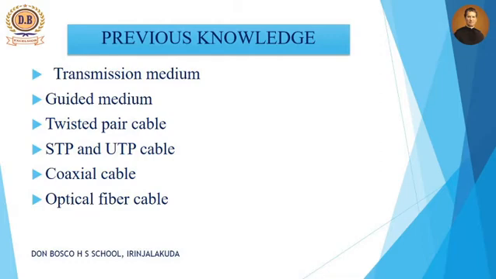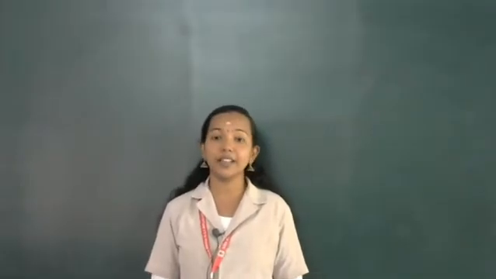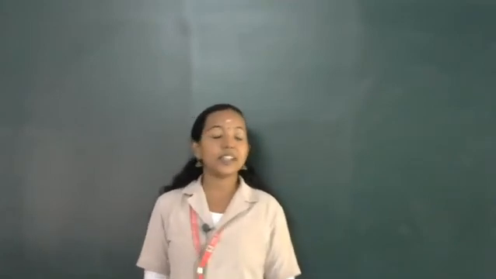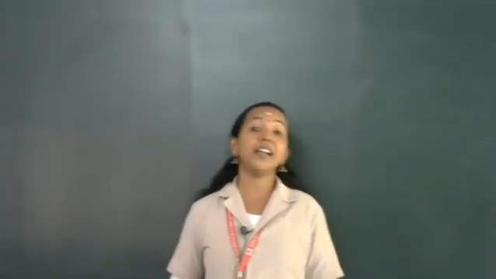Then after that, coaxial cable. Coaxial cable is an important cable but it's expensive. It is more expensive than twisted pair cable. And the last cable was optical fiber cable. Optical fiber cable uses light to transmit data. So that's why it's very fast. So we discussed the various guided media.